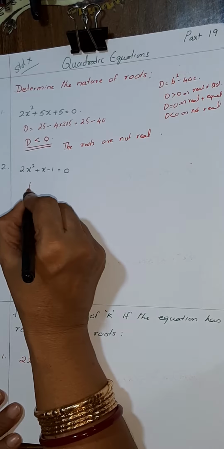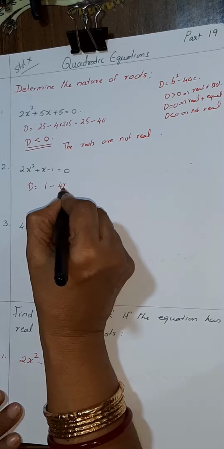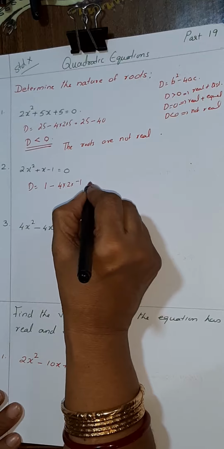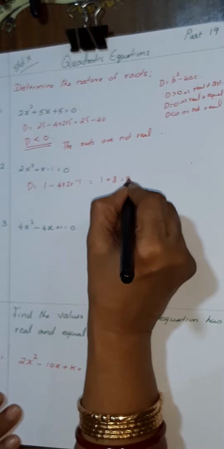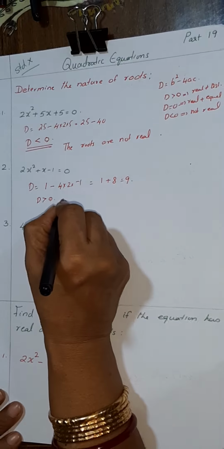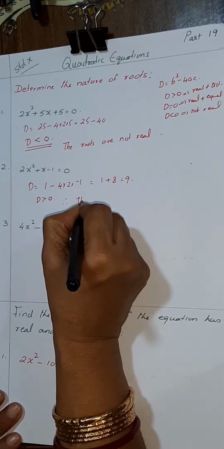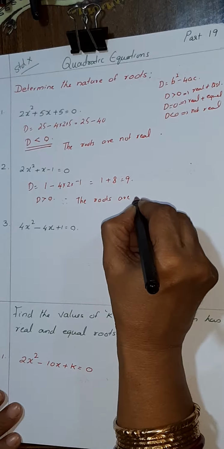Now here again d is equal to b squared, which is 1, minus 4 into 2 into minus 1. So this is 1 plus 4 into 2, 8, equal to 9. So d is greater than 0. So therefore the roots are real and distinct.